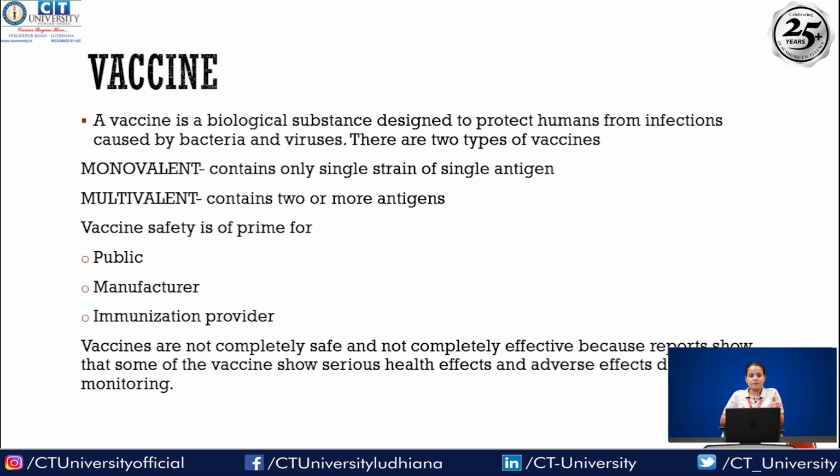After these basic concepts, coming to the topic, that is vaccine. Vaccine I already dictated. There are two types of vaccine: one is monovalent and the other one is multivalent. Monovalent itself denotes a single strain. So the vaccine in which a single strain is present is called monovalent, and the vaccine in which more than two antigens are present is called multivalent. Vaccine safety is a prime concern for the public, the ones to whom we are going to give the vaccine, for the manufacturer who is manufacturing the vaccine, and for the immunization provider who is providing it.